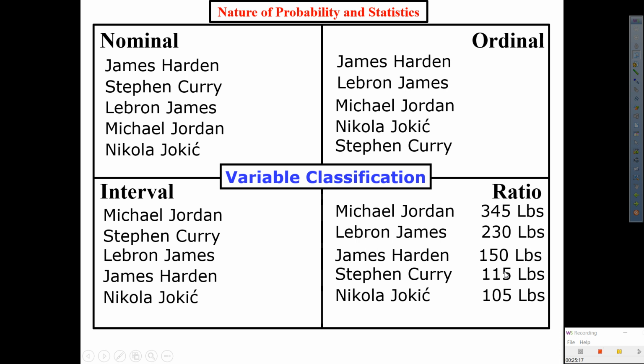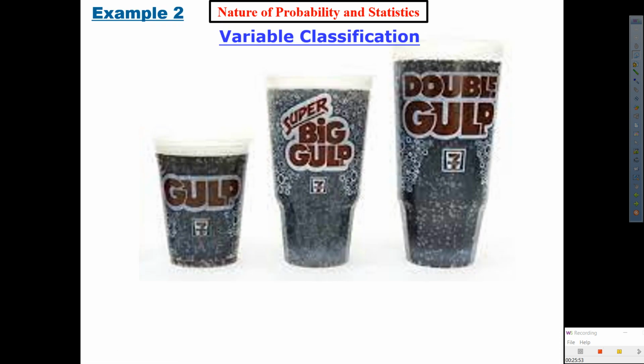Okay? So with that said, now that we're clear as to what each one is, let's go to example number one. If I were to gather this information, tell your neighbor what kind of variable classification that would be. Talk to your neighbor, let them know why you're choosing that one.